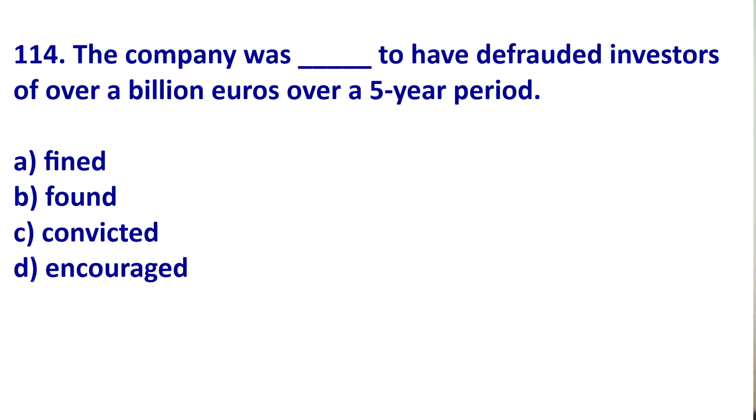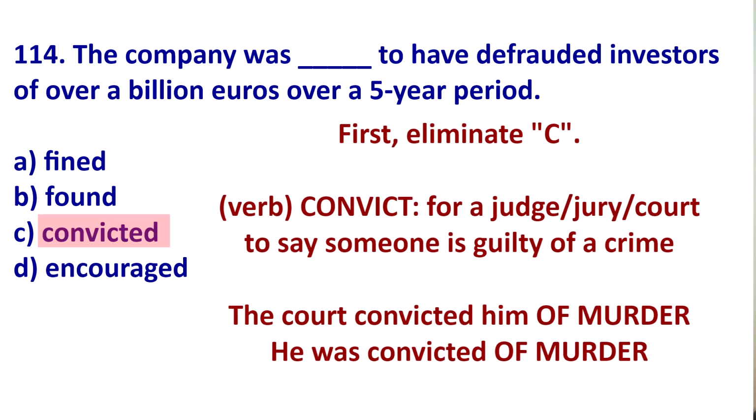Okay, now that we know the key vocabulary, let's start eliminating answers. Let's start with C. Why? Well, convict is for the court or judge to say someone is guilty of a crime. Let's look at an example. The court convicted him of murder. He was convicted of murder. The judge found him guilty of murder. So the judge convicted him of murder.